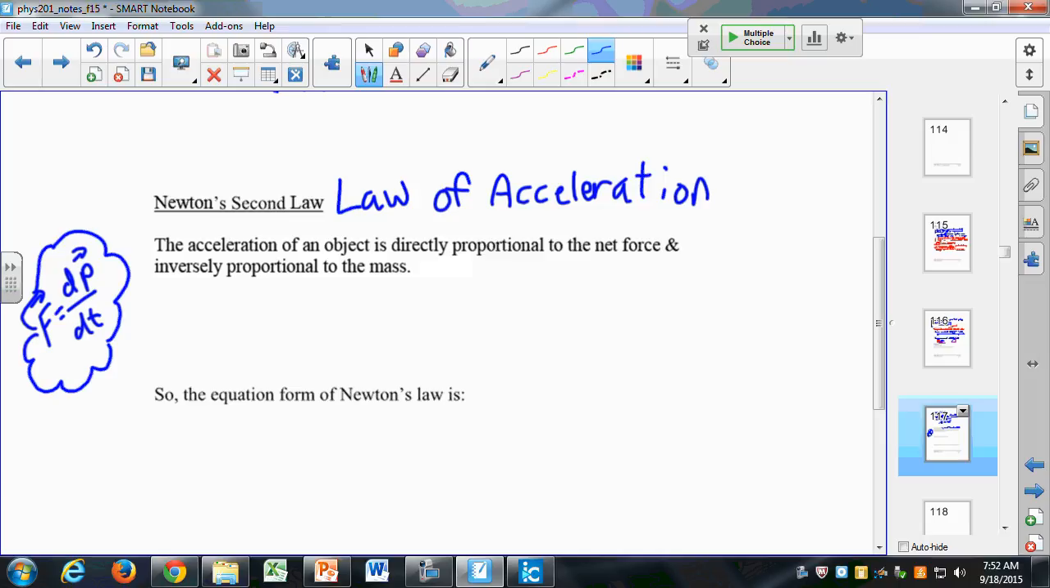But usually people describe it in terms of the acceleration. By the way, if you're interested, the momentum is actually the mass times the velocity. So this would be m times dv over dt. And notice that dv/dt, our definition of dv/dt, is the acceleration. So that's where we get the standard view of Newton's second law. And he says that the acceleration is directly proportional to the net force, and it's inversely proportional to the mass.